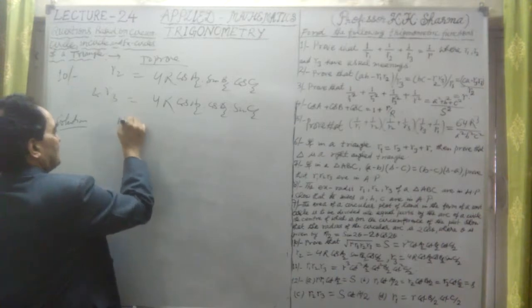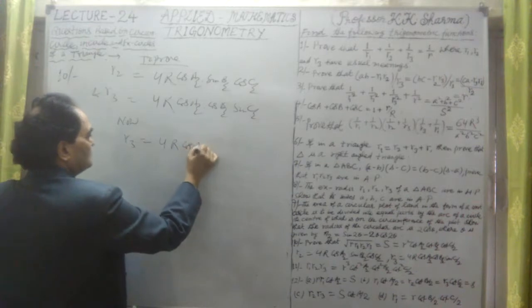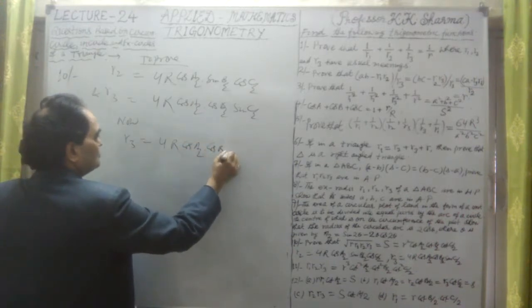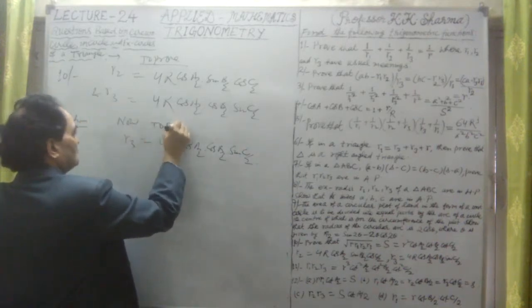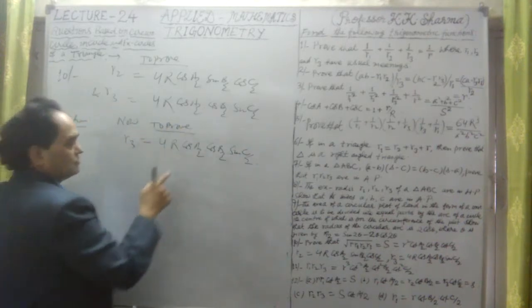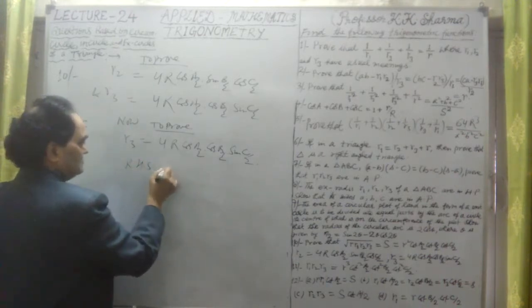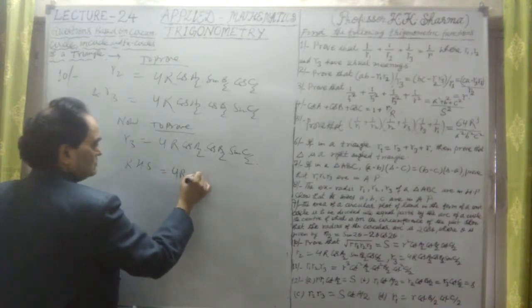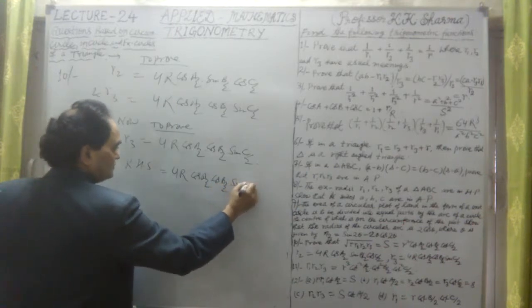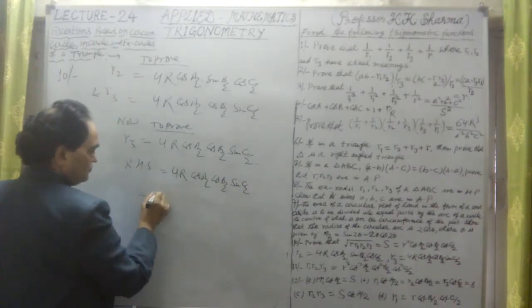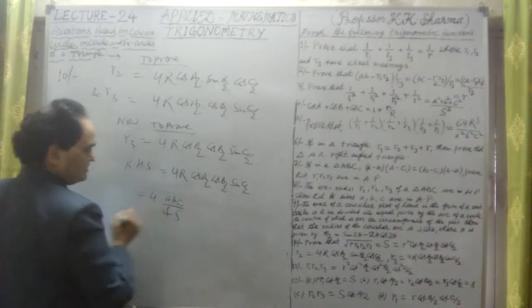Now to prove R3 equal to 4 into R into cos A by 2 into cos B by 2 into sin C by 2, let me take the right hand side. The right hand side is 4 into R into cos A by 2 into cos B by 2 into sin C by 2. Substituting the value, 4 into R is ABC upon 4 into capital S.